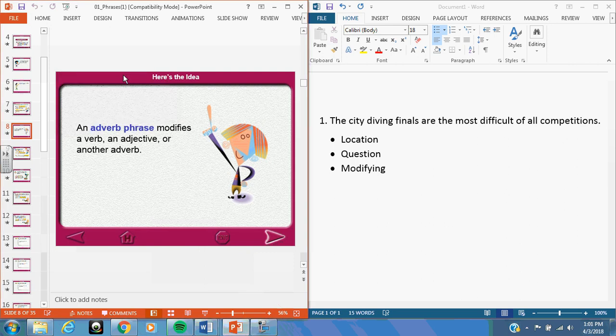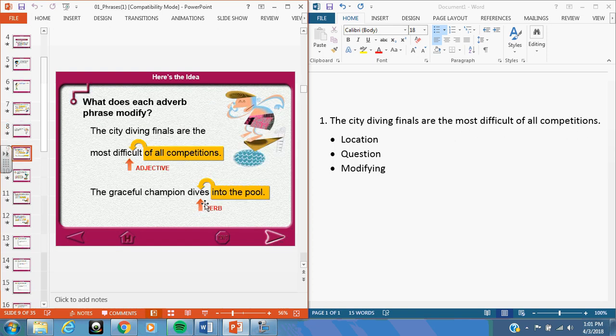An adverb phrase is a prepositional phrase that modifies a verb, adjective, or another adverb. So it's the exact same definition as an adverb, but we're talking about a prepositional phrase. So if we take a look at the sentences here, let's do the same thing. The city driving finals are the most difficult of all competitions. So we know that the phrase here is of all competitions. And remember, this is also asking you to identify the prepositional phrase. That's the first and foremost important skill that you can have here.